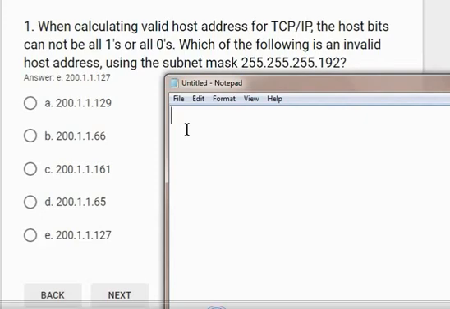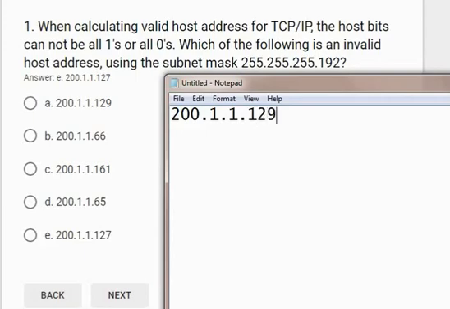So if we take the IP address they have there, 200.1.1.129, and using a subnet mask of 255.255.255.192. Let me see if I can match up the octets, because that's one of the things that is kind of key.